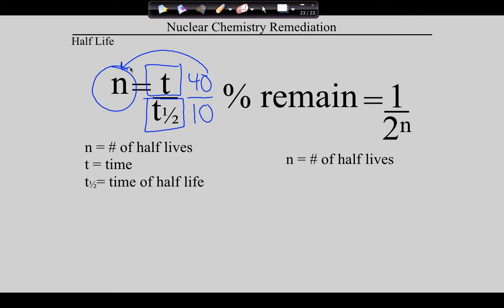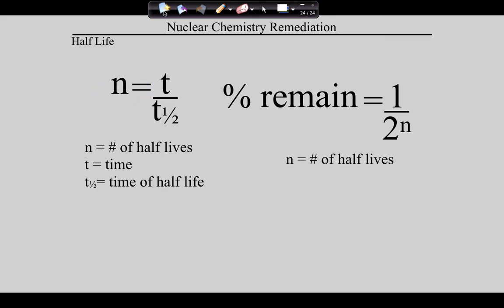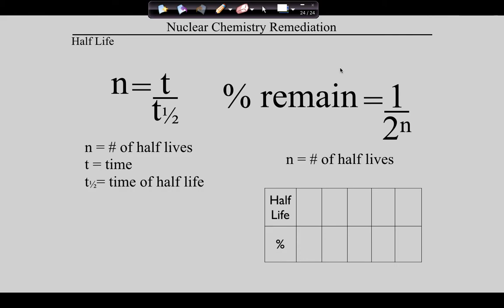The equation on the right then allows us to figure out the percent of a sample that remains. And so as we think about percent remaining, the progression goes like this. So we could have 1 half-life, 2 half-lives, 3 half-lives, 4 half-lives, and 5 half-lives.